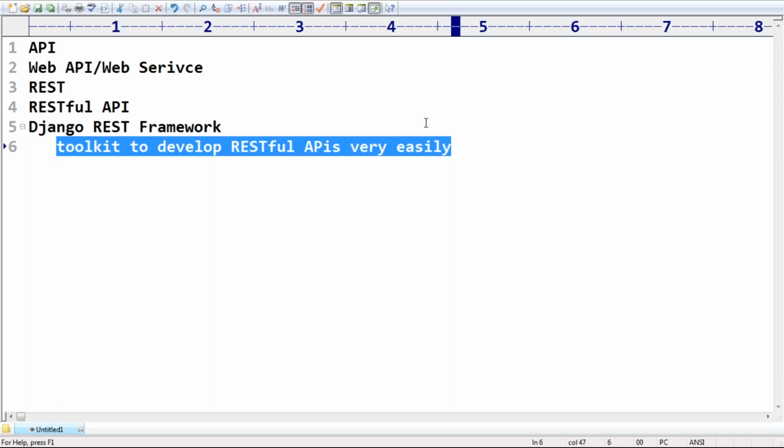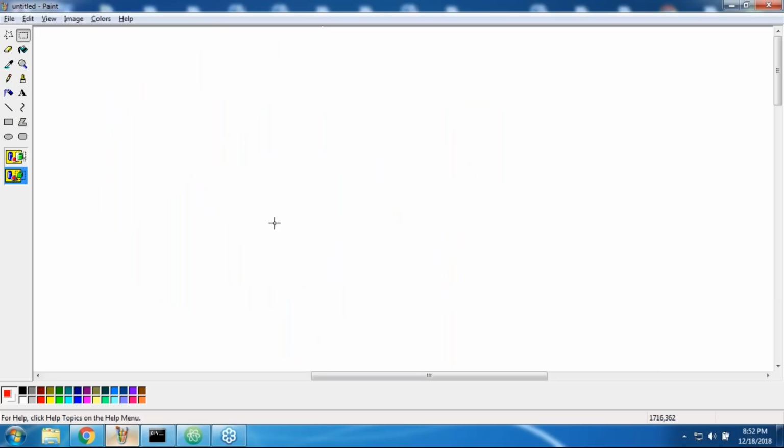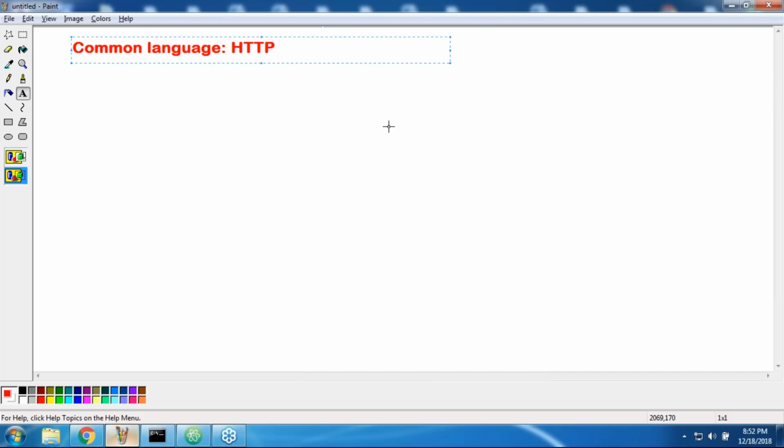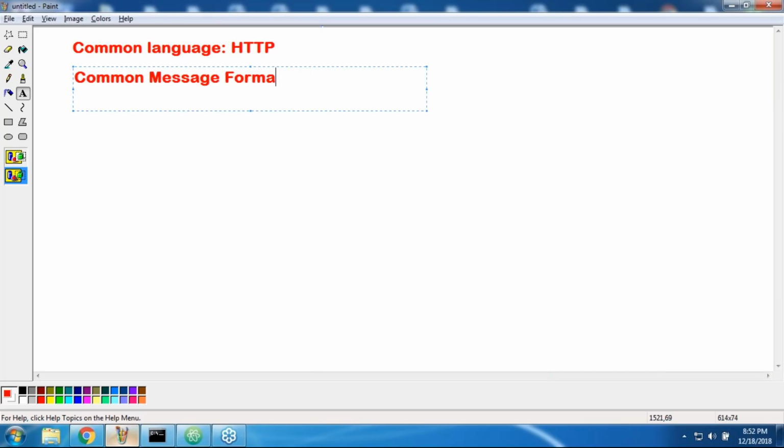Now I have one very important point, which we covered very clearly in the last sessions. If multiple applications can communicate with each other, some common language is required. Can you please spell out what common language we are using, especially for web APIs? The common language, which can be understood by anyone, is HTTP. Remember this: the common language is always HTTP. Next, the common message format is JSON or XML.